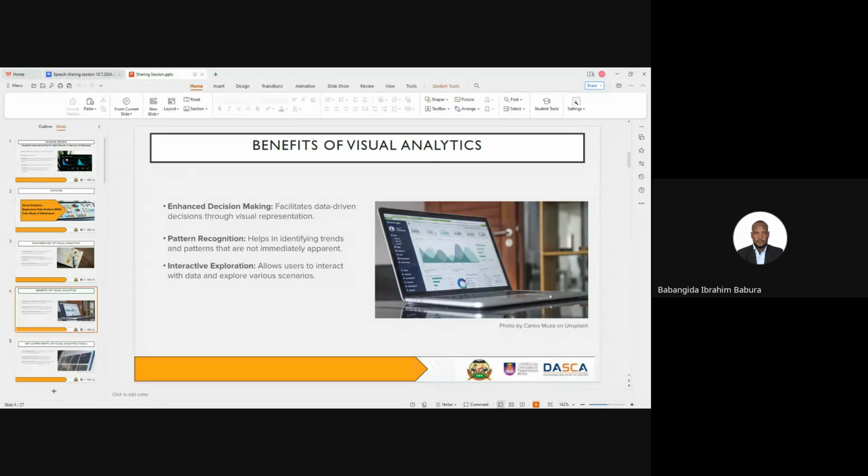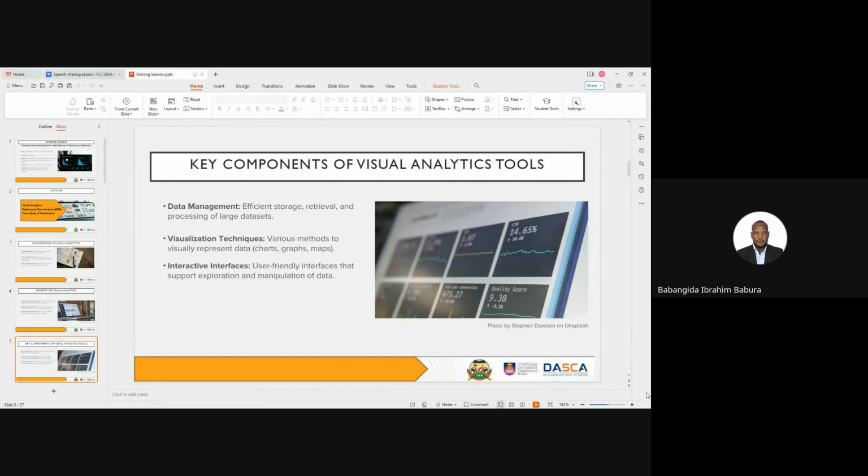Then interactive exploration allows users to interact with data and explore various scenarios. So those are the basic benefits that data visualization brings to the general public or to anybody who is interested in the data visualization concept. Okay, move to the next slide.